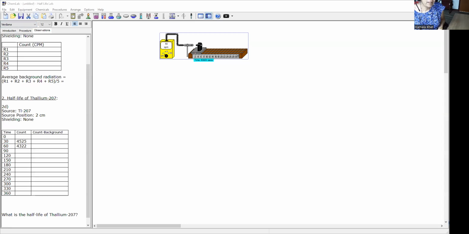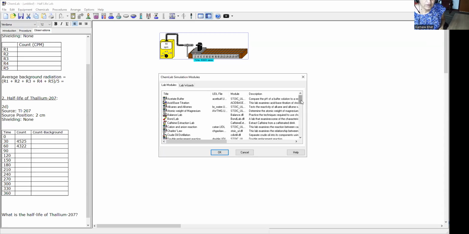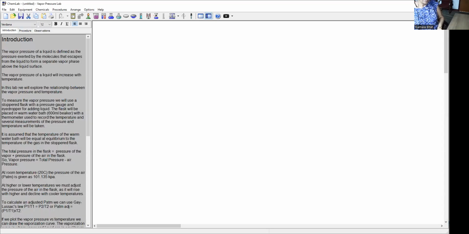Now, I'm going to share my screen with you to show you how the experiment is conducted. So we go to the file, open a new lab, and look for the vapor pressure lab under V. So the vapor pressure lab, open it. Then all the information that I have given to you is over here in a slightly detailed form. And as we do it, I'm going to explain it to you.